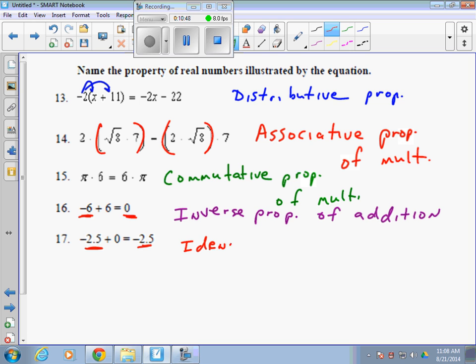Identity property, and it's of addition again. That's why it's supposed to have an extra T in there, everybody. Identity property of addition. No, it looked funny.